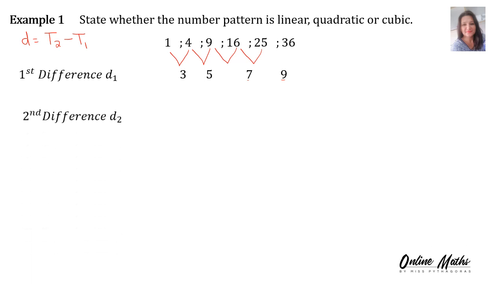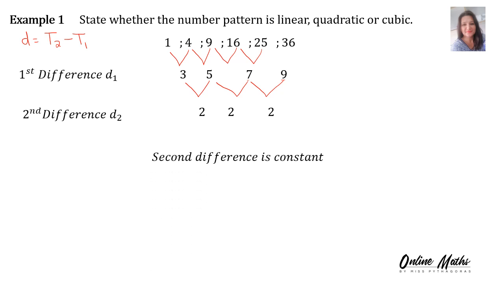We try again. Second difference, d2. Again, it's the second one minus the first one. 5 minus 3 is 2, 7 minus 5 is 2, 9 minus 7 is 2. What can you see? That indeed there's a second difference and it's constant, therefore it's a quadratic number pattern and the general term will be Tn is equal to n squared.